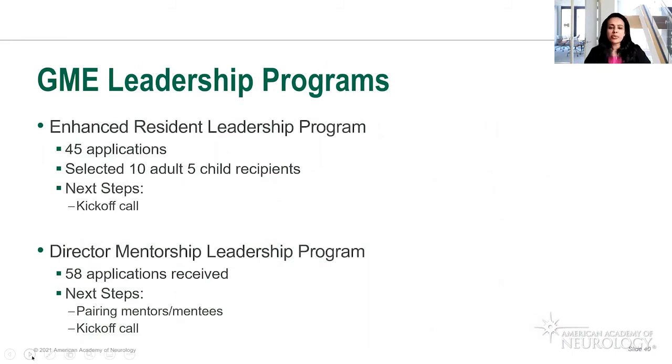And then we have our 2 leadership programs. We have our enhanced resident leadership program. We did select 15 of those recipients, and we sent out those notifications. We had a few duplicates that applied for enhanced as well as residents, so we had to go through that to make sure we didn't have duplicate applicants in there. But we did notify the 15. And our director mentorship is the opportunity for our more seasoned directors to mentor our new directors as far as clerkship, fellowship, or residency. We received 58 applications, and we're currently in the process of pairing them so that they can start their mentorship.